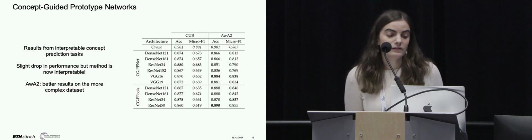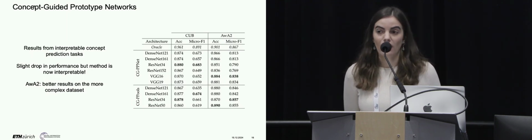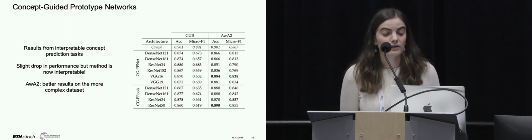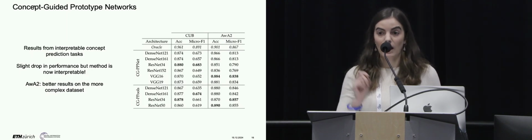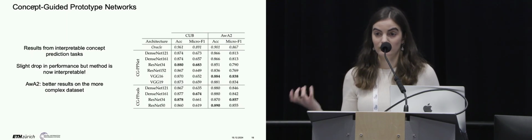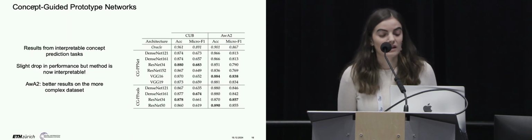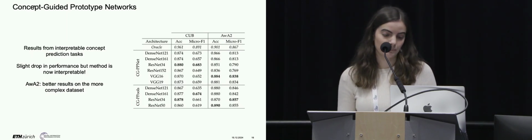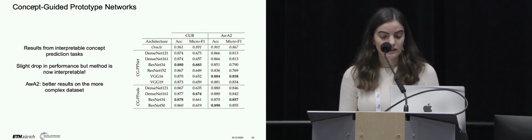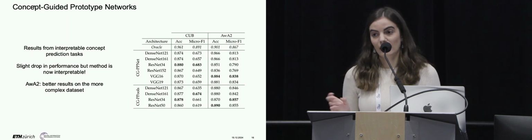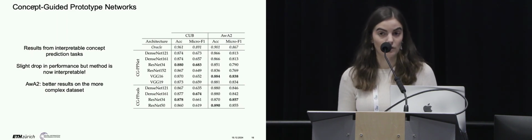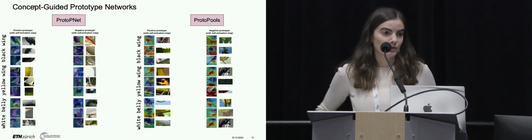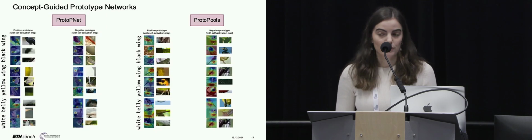For the second experiments, on the concept-guided prototype networks, here you have first the results for the interpretable concept prediction task. We are comparing it with the Oracle, which is the black box concept predictor from the standard CBM method. There is a slight drop in performance, but at least our concept prediction is now interpretable. It is also relevant to say that the results are a bit better in the AWA2 dataset, which is a bit more complex.